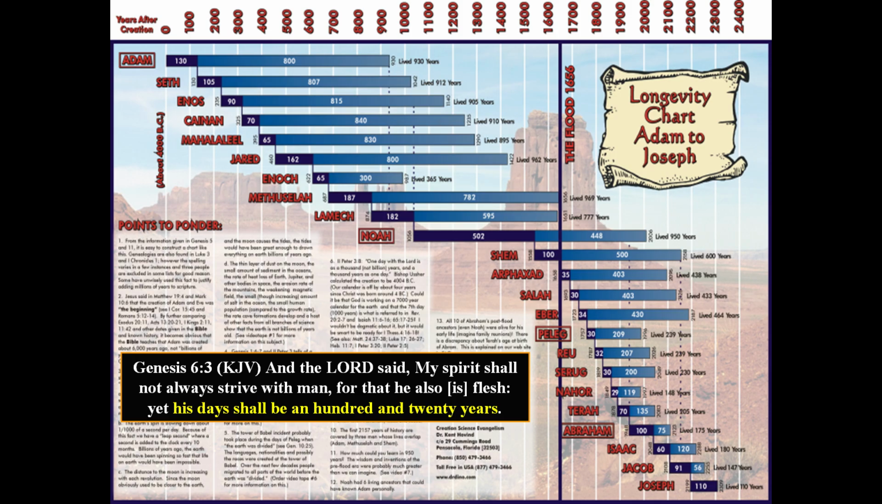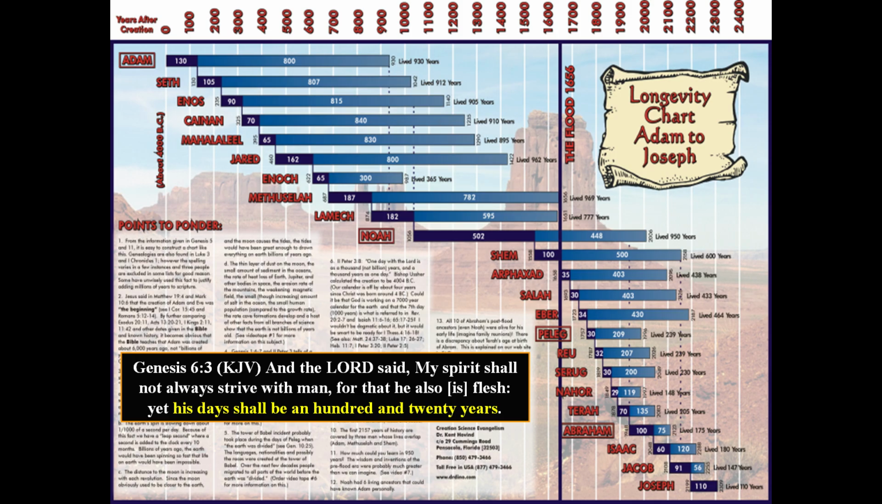In Genesis chapter 6, verse 3, the Lord said, my spirit shall not always strive with man, for that he also is flesh, yet his days shall be 120 years. Now, there is debate amongst theologians about exactly what he's talking about here. Some will say, well, that means that man will not be able to live past 120 years.